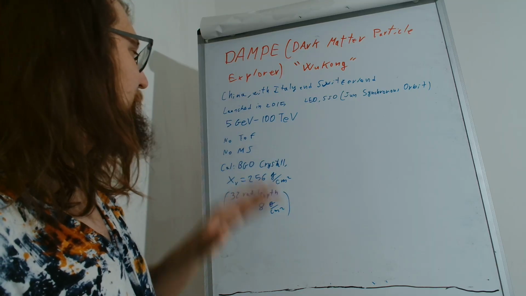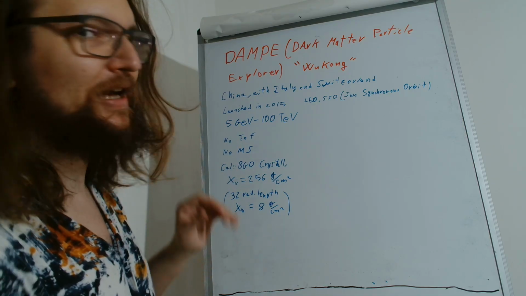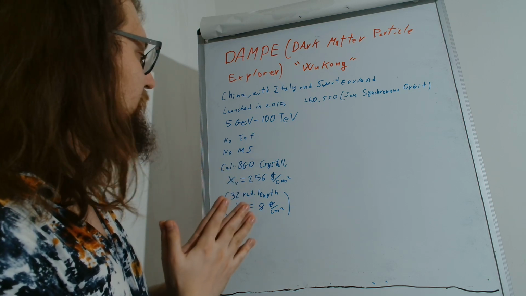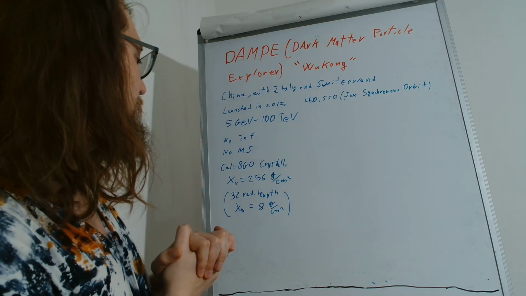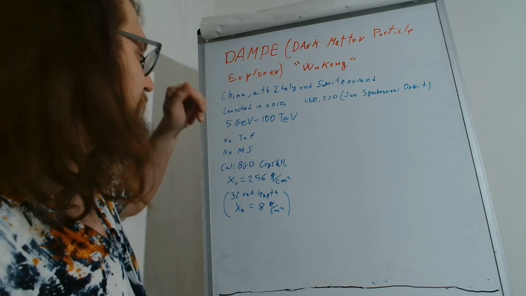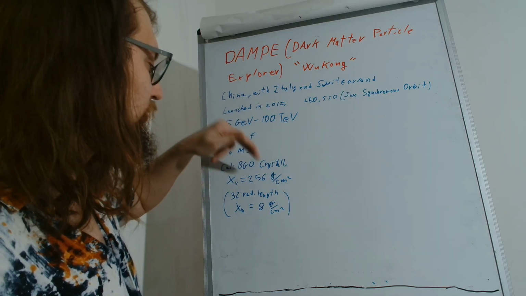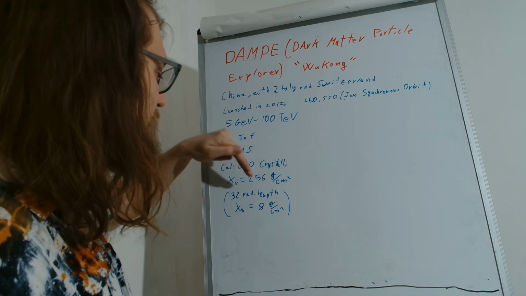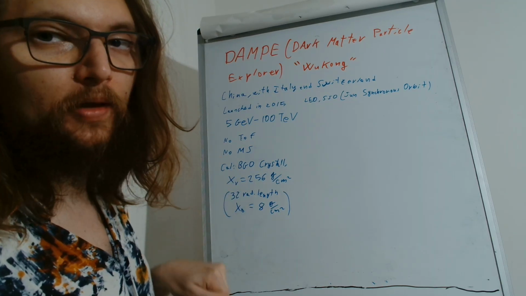It has no time-of-flight device, and it has no magnetic spectrometer. Instead, it is all focused on a very deep calorimeter. It is the deepest calorimeter sent in space. It has a vertical depth of 256 grams per square centimeter, which corresponds to 32 radiation lengths of 8 grams per square centimeter.